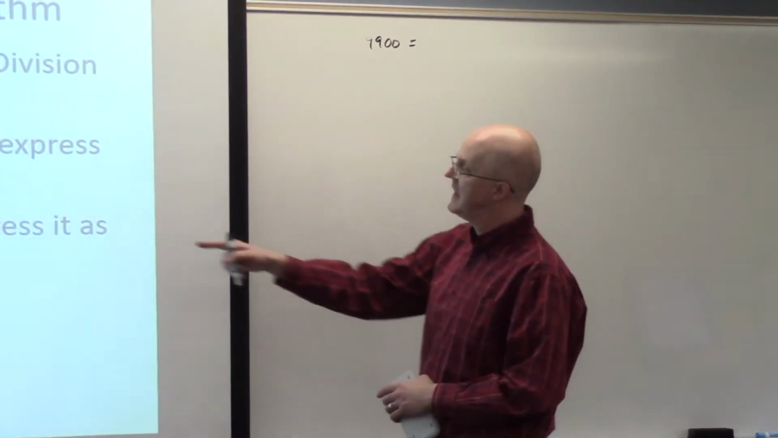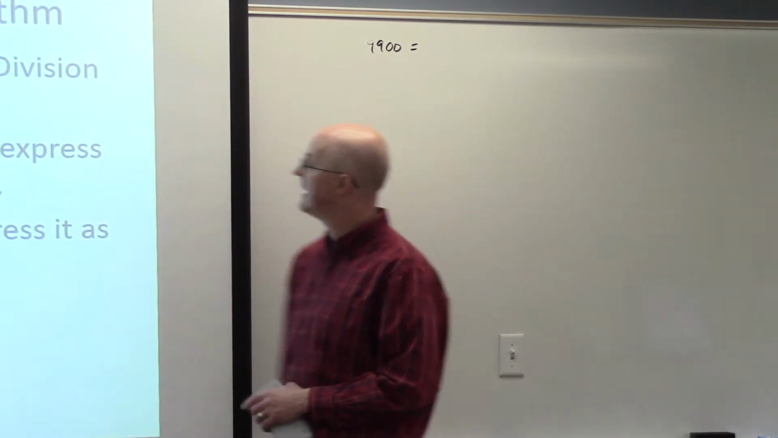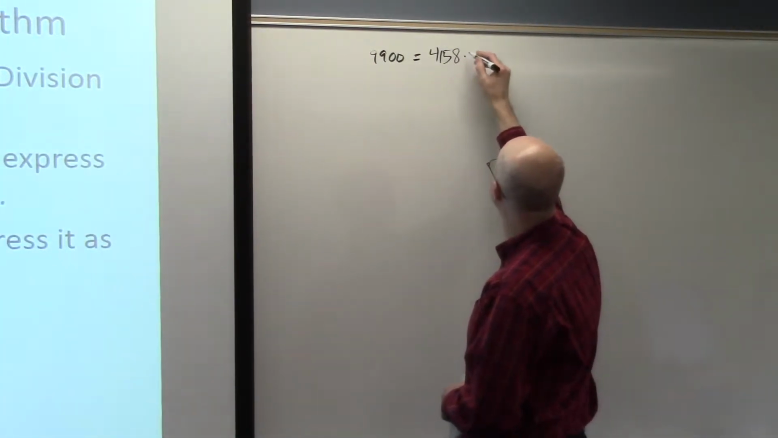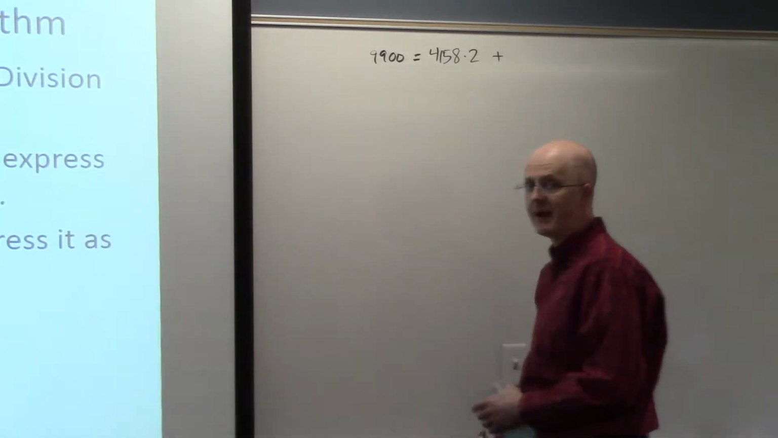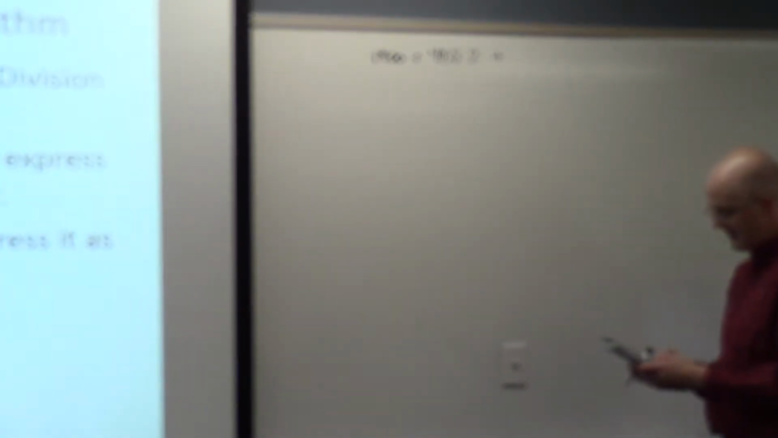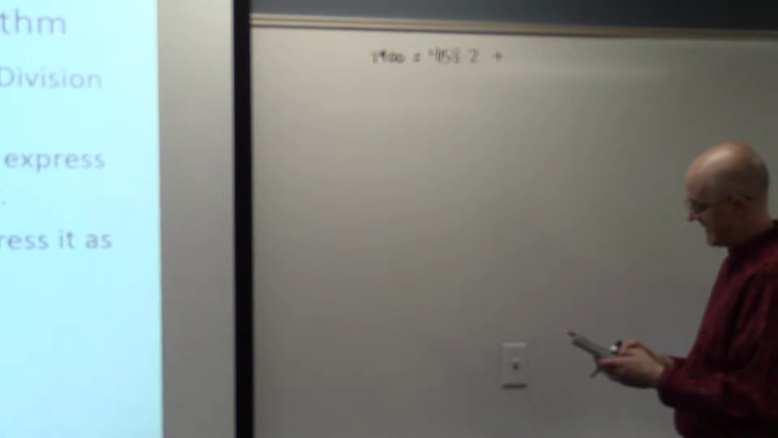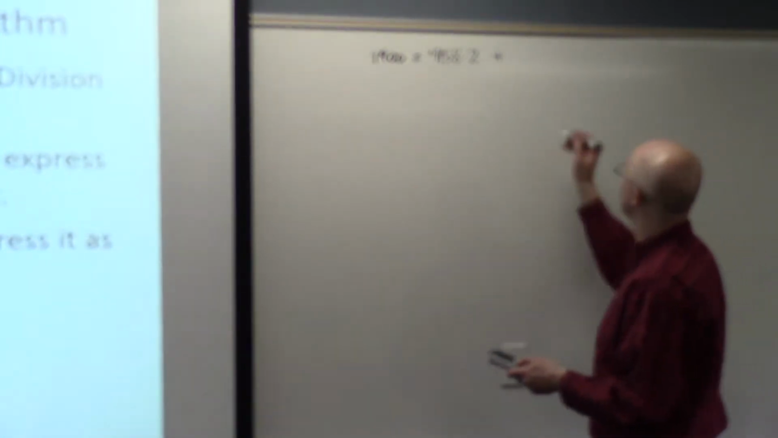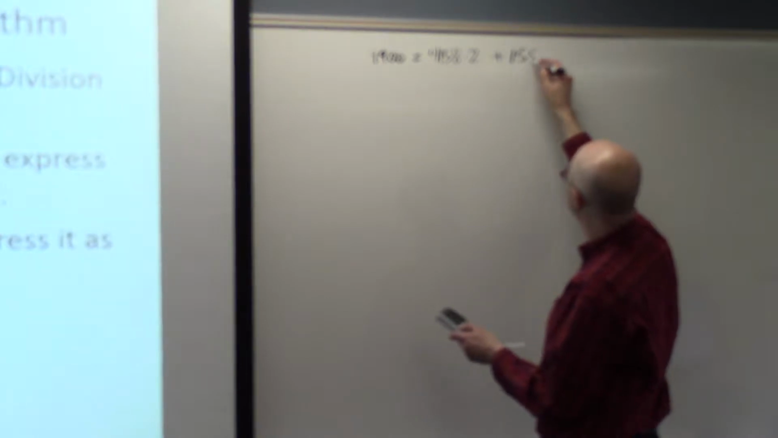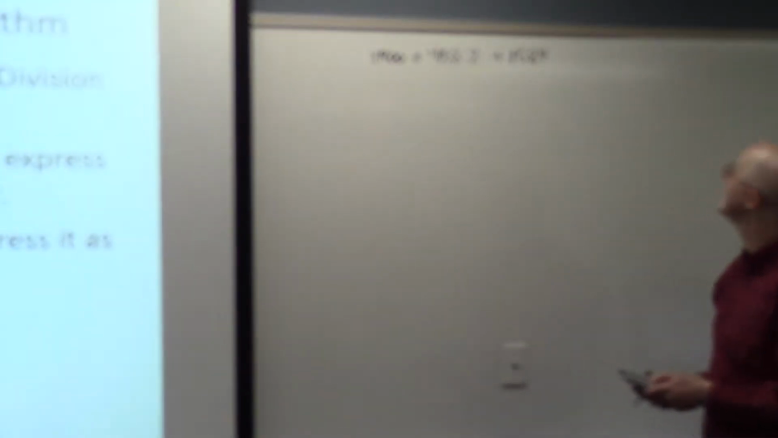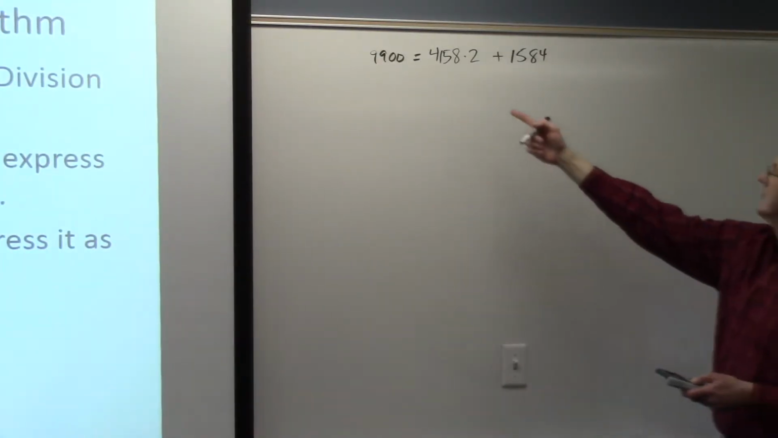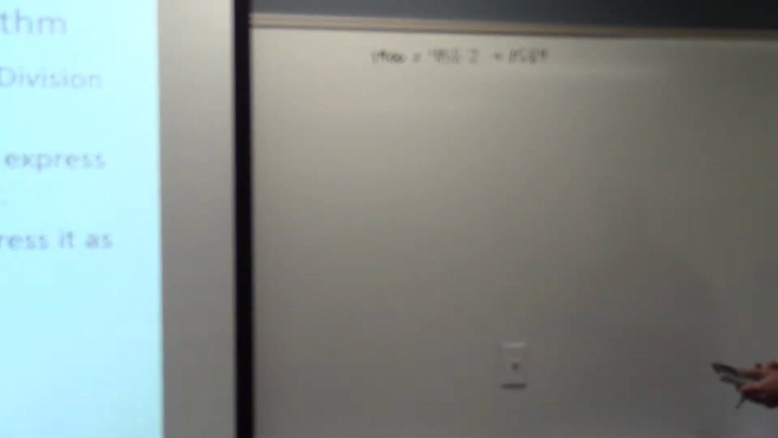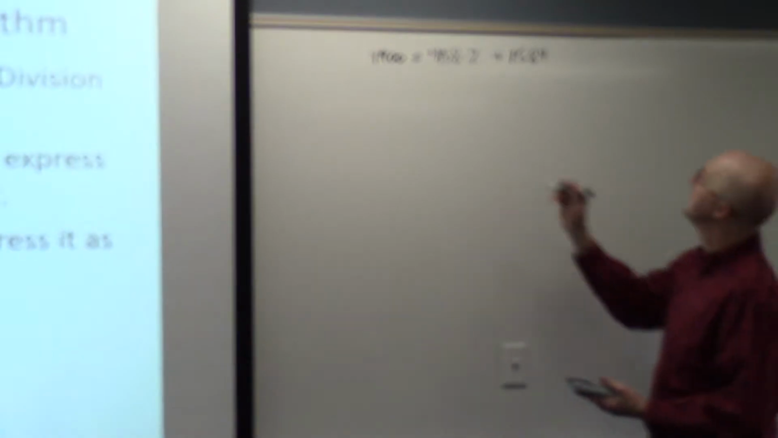So 4158 is going to go into 9,900 twice. So we can write 4158 times 2, but then there's going to be a certain remainder. Okay, I can do this in my head, but hopefully avoiding mistakes, I will use my calculator. The remainder is going to be 1,584. Okay, right? Just do 4158 times 2 and subtract it from 9,900 to find the remainder. Then you repeat this process.